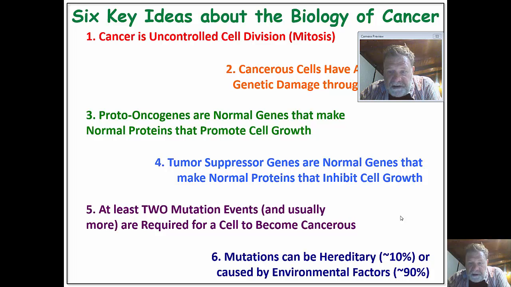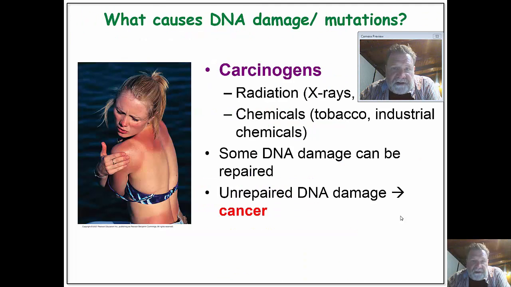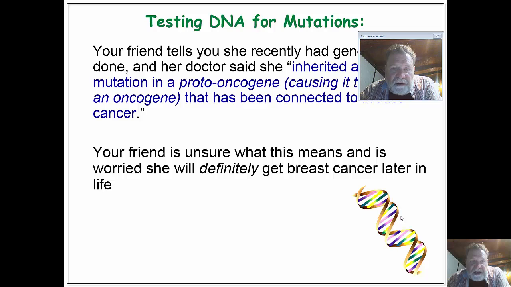Mutations can be hereditary, roughly about 10%, or can be caused by environmental factors, which we think is the vast majority of cancers. And again, this is due to carcinogens, which do damage or mutate the DNA. Anything that does that can do it, from UV sunlight to movement.